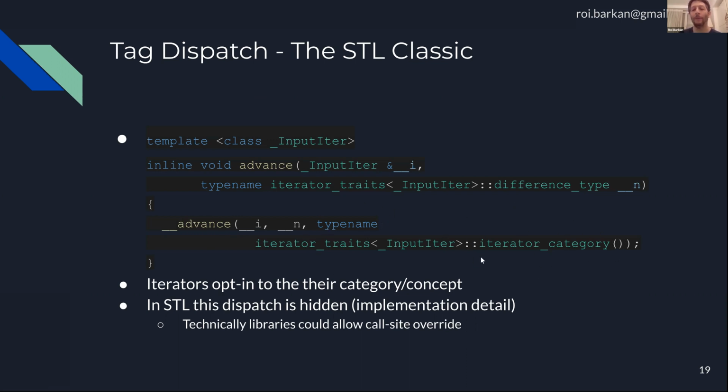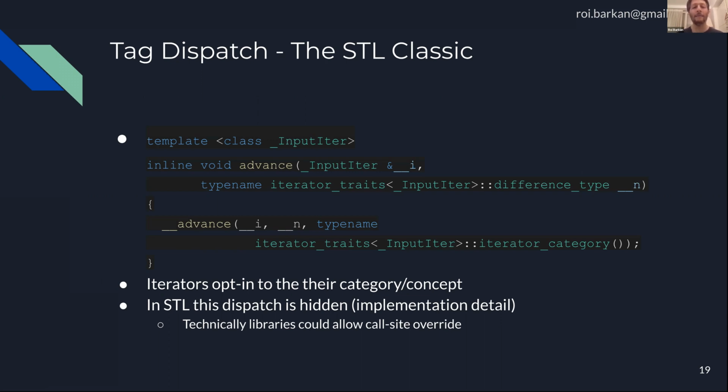Okay, the iterator category is what we call the tag of the iterator, and this way of calling a function with a different type of argument is what's known as tag dispatch, where the compiler will know, based on the iterator category, exactly which type of advance to call. And that's the way it's done in many of the STL algorithms.